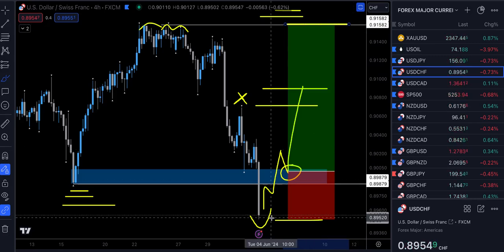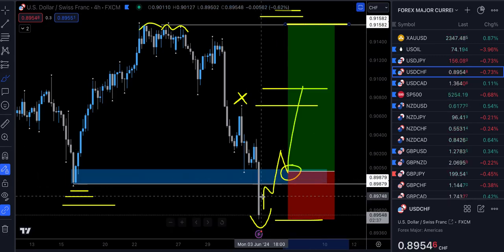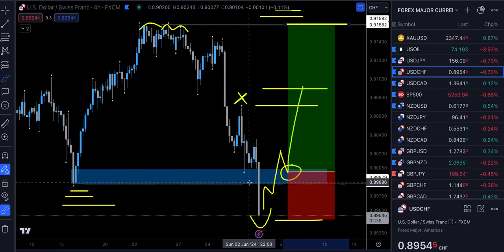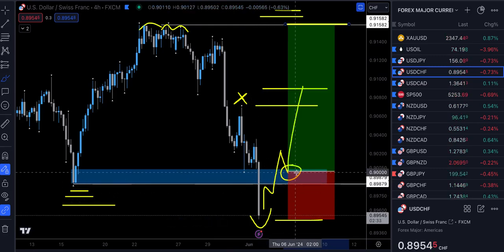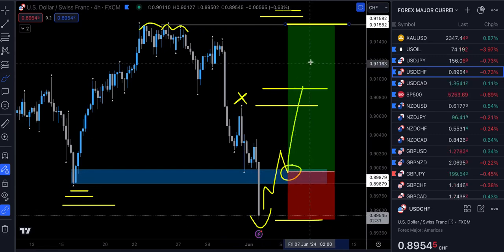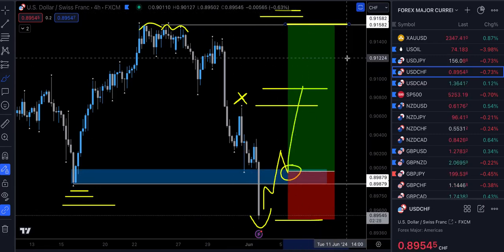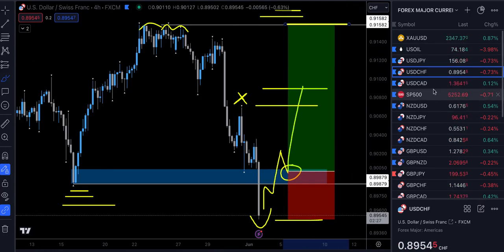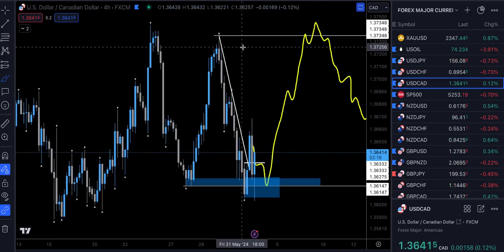Okay, of course, you don't want to be blindly buying off these levels. You want to see price put a convincing bottom in the market, and then you've got clear invalidations, and you've got your clear targets as well. Okay, right, so that's USD CHF. That's the sort of 4-hour perspective, along with the daily perspective for our higher time frame.